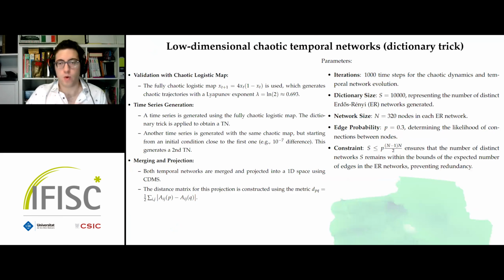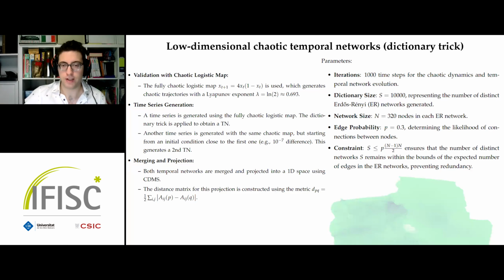Now, what is the result we have obtained? How was the simulation done? Well, we have a time series generated using the fully chaotic logistic map, which is the logistic map with parameter r equal to 4. Then, with the dictionary tree, we generate a temporal network. We generate another time series with a very small, subtle change in the initial condition, and with that we have a second temporal network. We mix them, mesh them, and project into 1D.